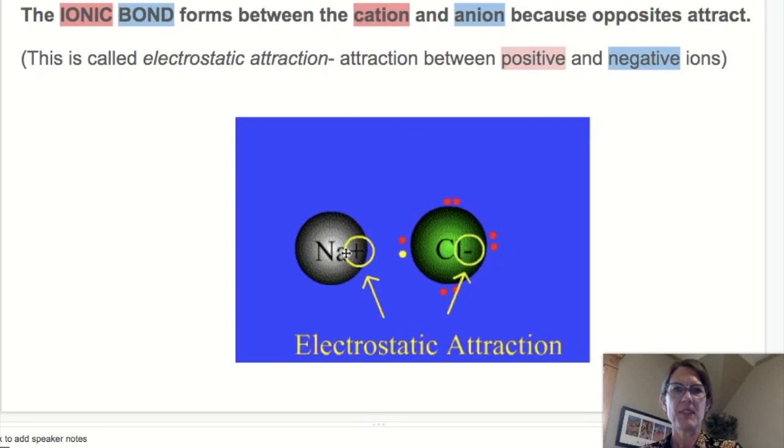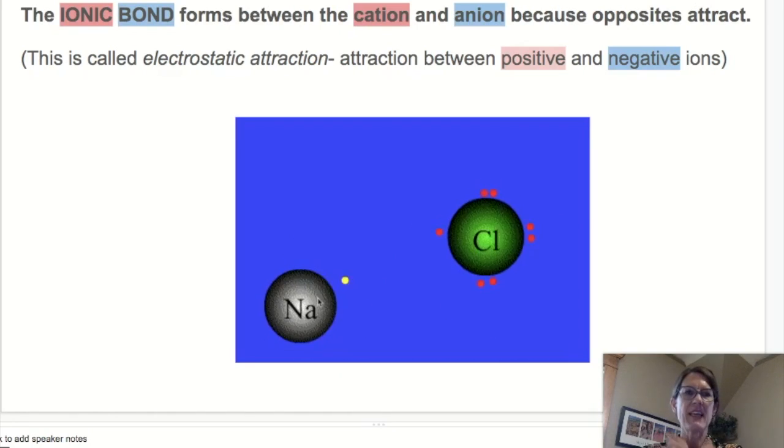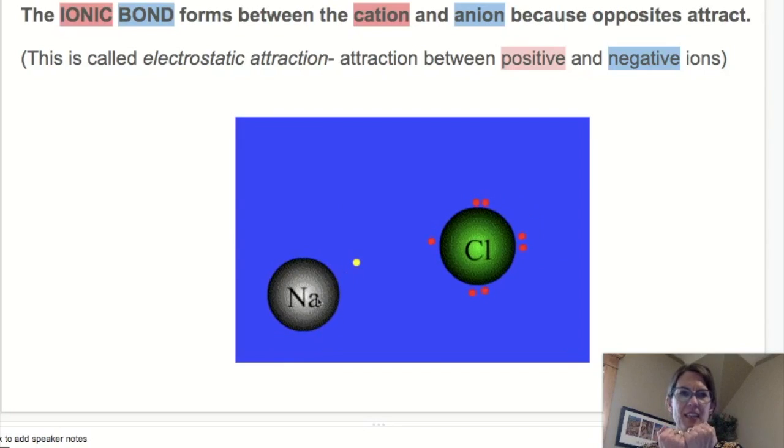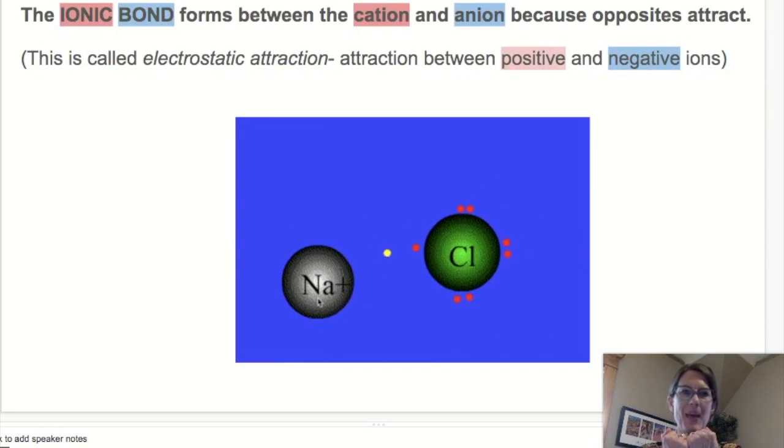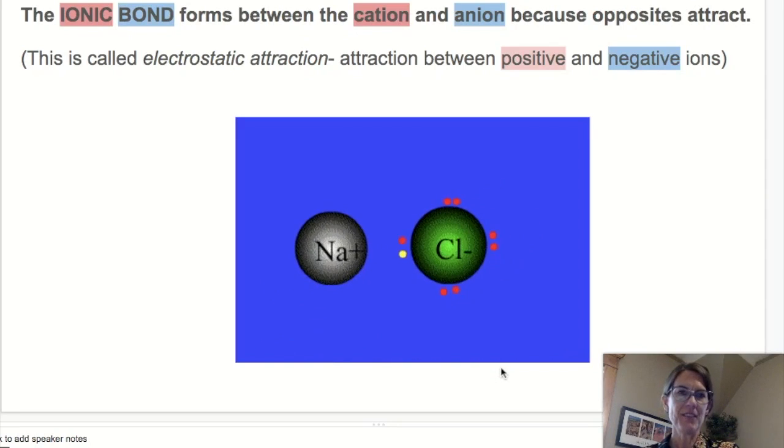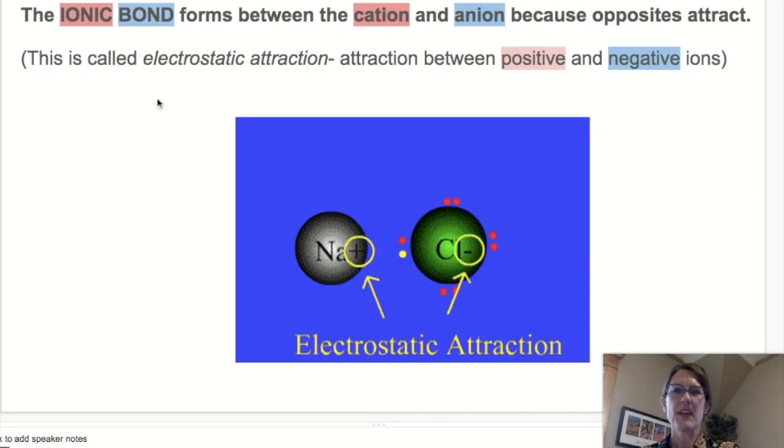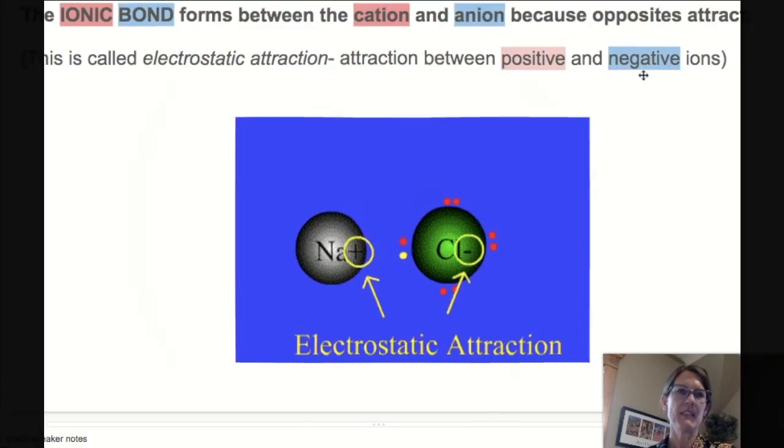If you look at this GIF, the yellow electron from the sodium transfers to the chlorine. The sodium loses one electron, and the chlorine gains it, and they stick. Kind of like magnets. We call it electrostatic attraction, but we're not going to have you memorize that. It's the attraction between positive and negative ions.